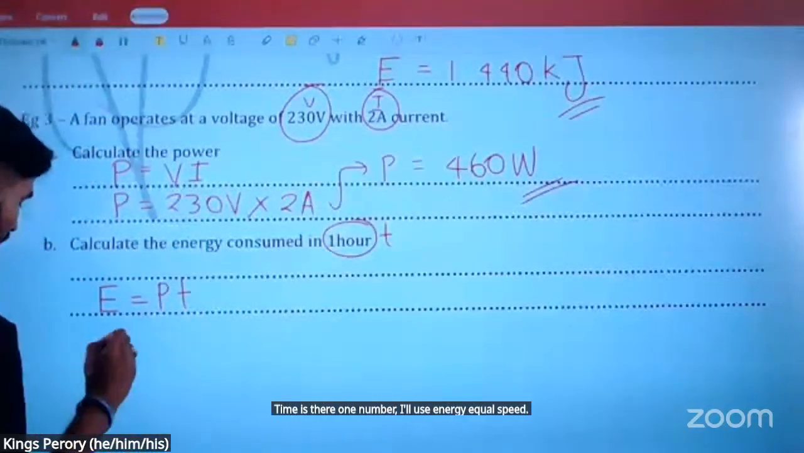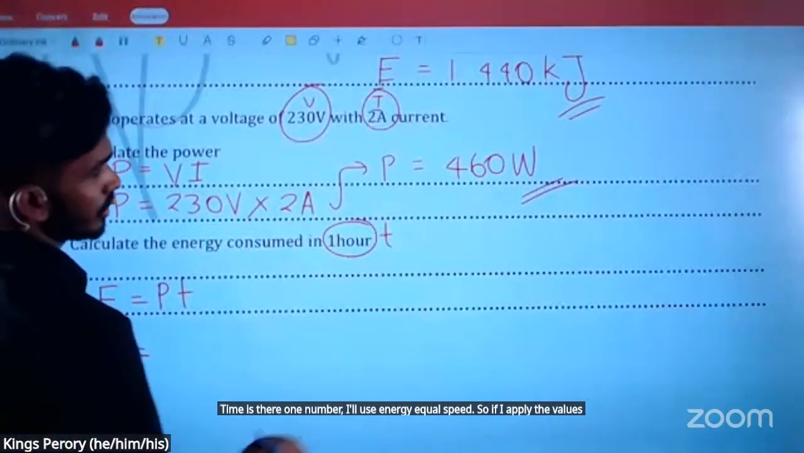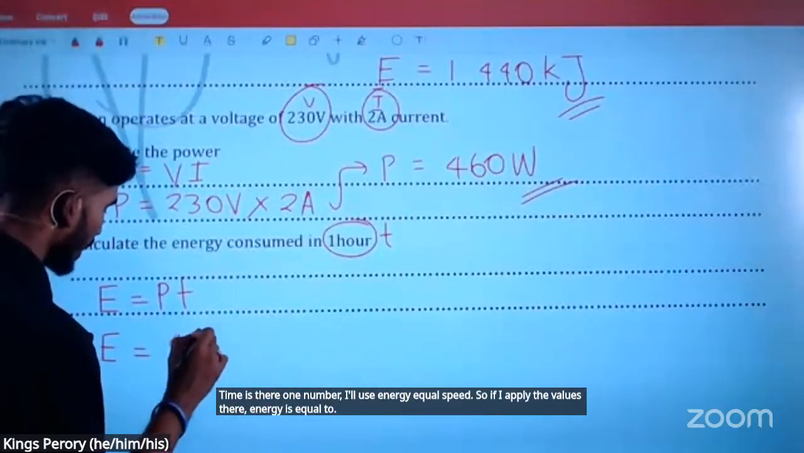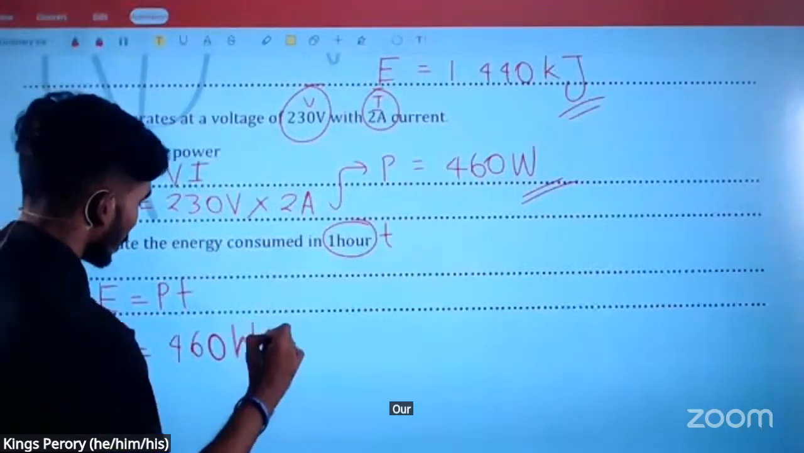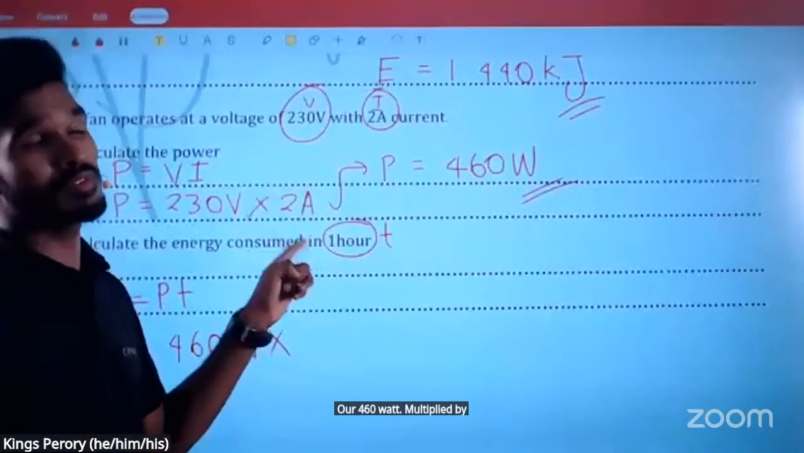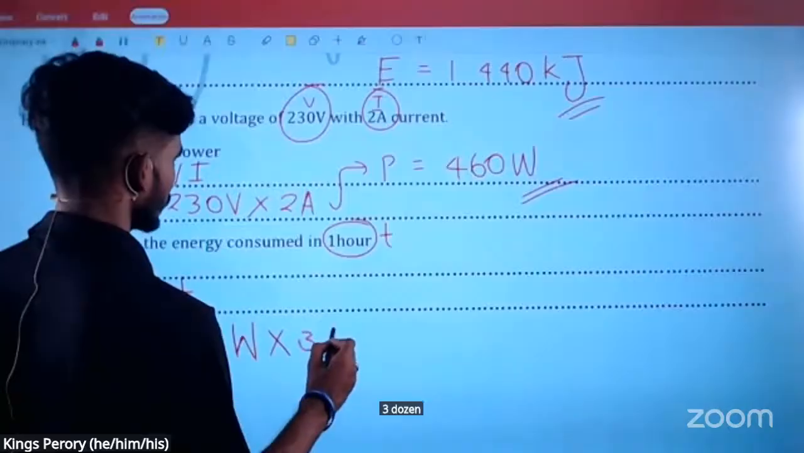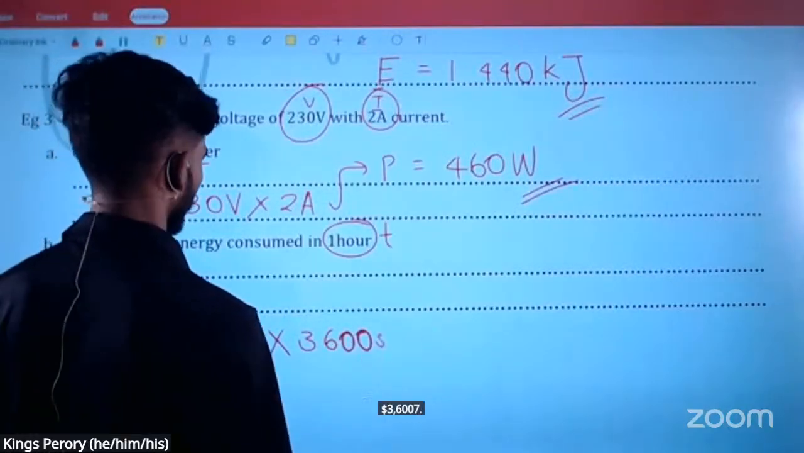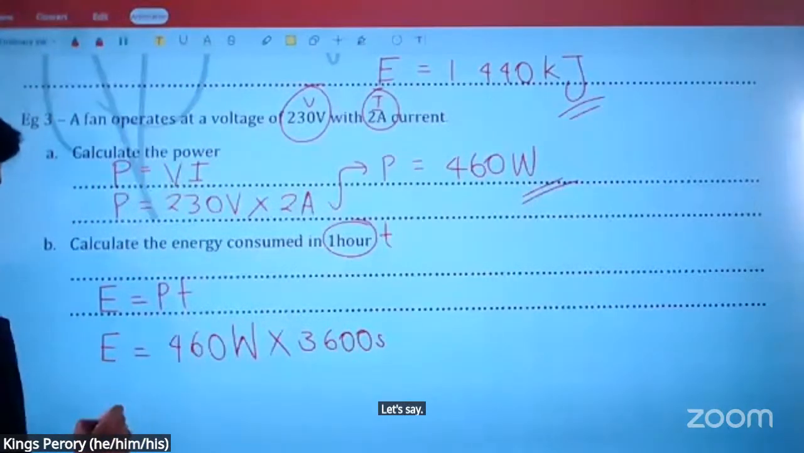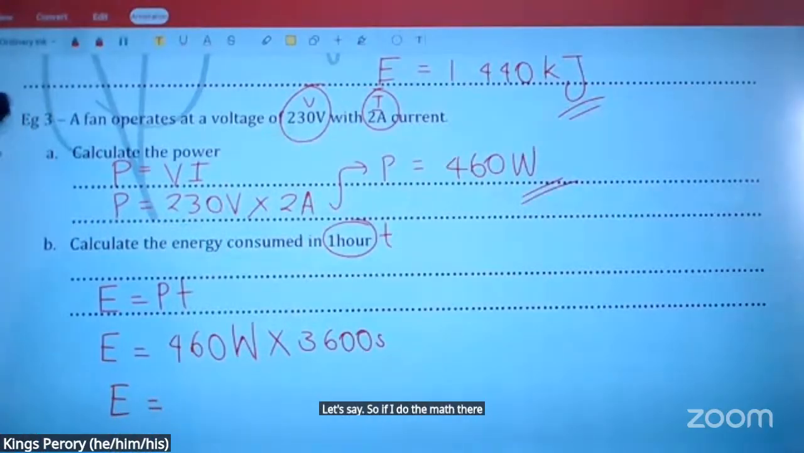So if I apply the values there, energy is equal to power 460 watt multiplied by 1 hour. Tell me, 1 hour, how many seconds? 3600 seconds. So if I do the math there, 46 multiplied by 36.